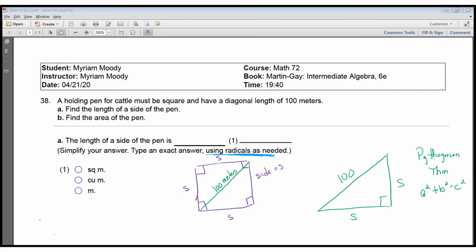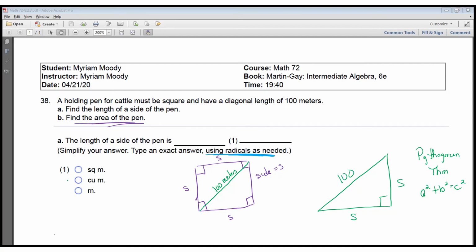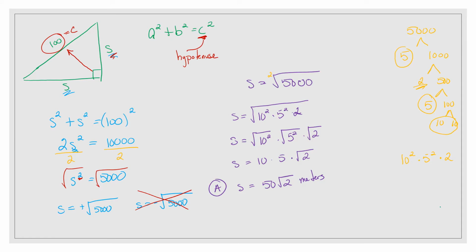Part B wants the area of the pen. Okay, so how do you find the area of a pen? Oh, the pen is a square, right? The pen is a square. So how do you find the area of a square? Good. It's just length times width, isn't it? All right. So hopefully we have left ourselves enough room. So part B, the area is going to be equal to length times width. Well, since it's a square, the length and the width are the exact same number, aren't they?